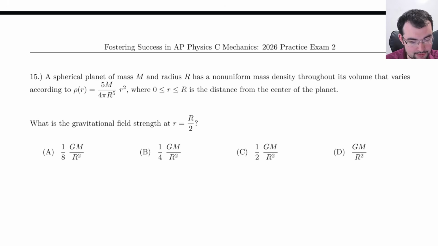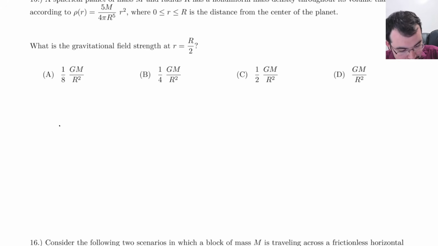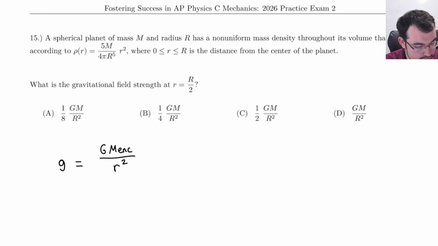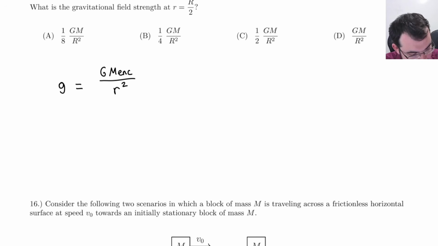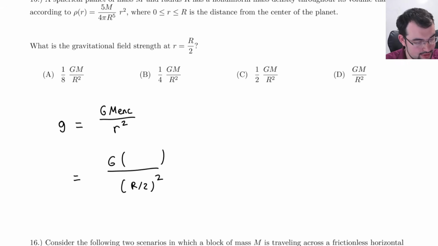Now, there's a shortcut if you know some Gauss's law, but the shell theorem says that the gravitational field strength at any point is G times the mass that you're enclosing divided by the distance you're at squared. So we just need to find the enclosed mass because we know that the distance we're at is going to be R divided by 2. So to find the enclosed mass, we have to do some calculus with this function.